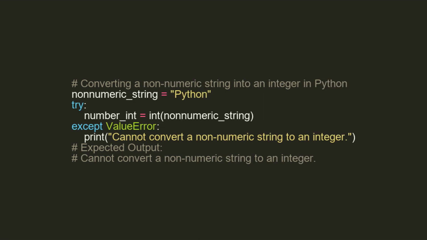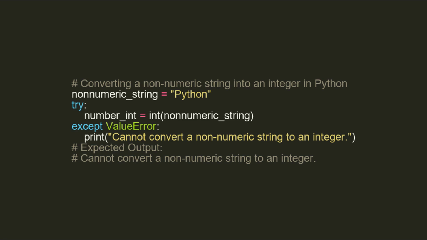Sometimes you may try to convert a string that does not represent a number into an integer, which would result in a value error. In the above Python code snippet, we try to convert a non-numeric string, and that string is Python, into an integer using the int function. Since the operation is invalid and would cause an error, we place it inside a try except block.